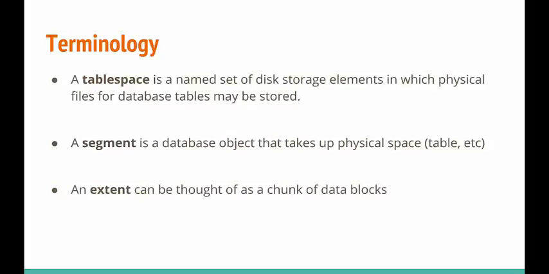First, let's tackle the idea of a table space. A table space is nothing more than a named set of disk storage elements in which physical files for database tables may be stored. Within a table space, you have the concept of a segment. A segment is a database object that takes up physical space, such as a table or an index. Within a segment, you have the concept of an extent. An extent can be thought of as a chunk of data blocks. Within an extent, you have data blocks. Let's take a look at how these three things and others relate to one another.